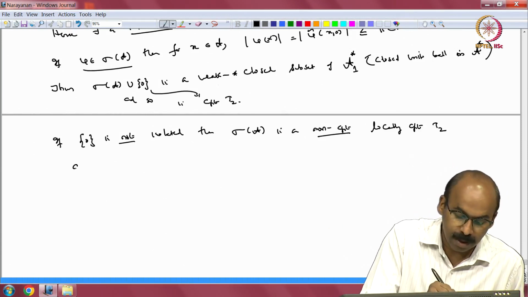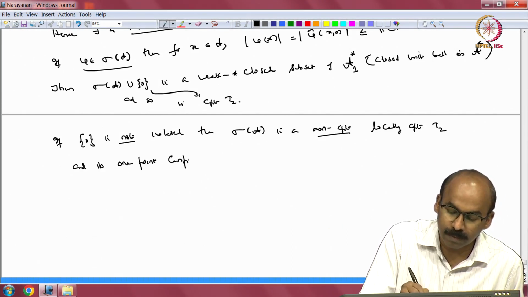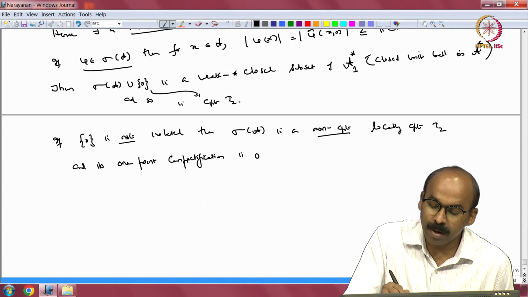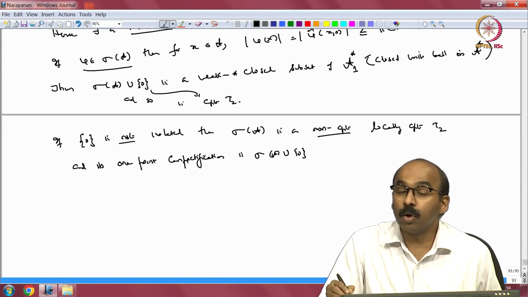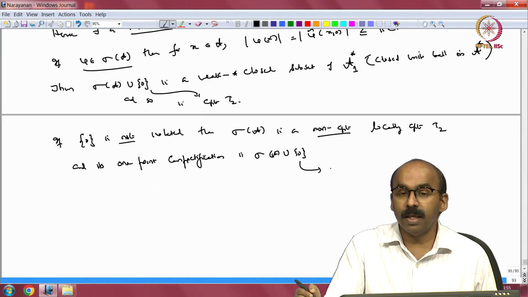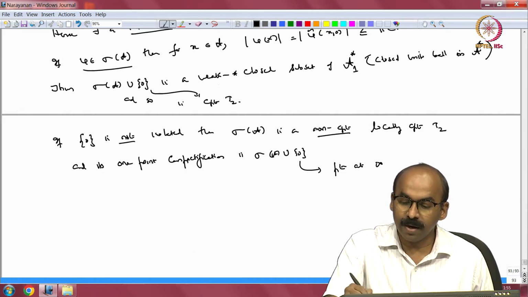And its one point compactification is sigma A union 0, right. So, if sigma A is my non-compact locally compact Hausdorff space, the 0 functional is going to be the point at infinity. Okay. So, point at infinity, right.